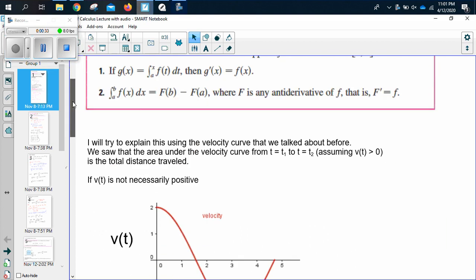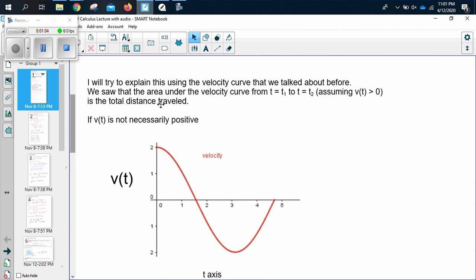The second part says the integral from a to b of f of x dx equals big F of b minus big F of a, where big F is any antiderivative of little f. So that is, the derivative of big F is equal to little f. So they're just saying to integrate, you find the antiderivative of the little f and you evaluate it at b, and then you subtract and you evaluate it at a.